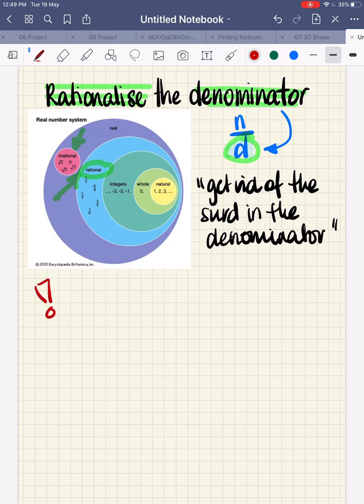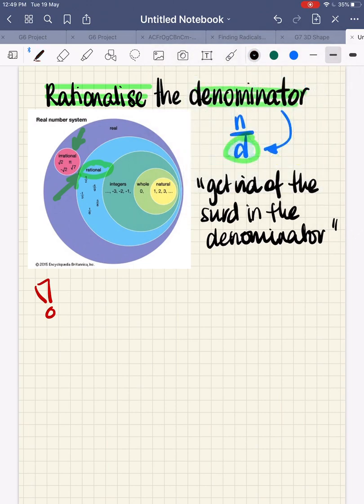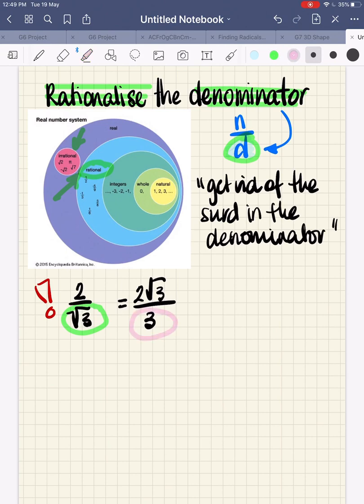So what it really is if I have 2 over the square root of 3, I've actually got an irrational denominator. So I make an equivalent fraction. And the answer to that is actually 2 root 3 over 3. Now my denominator is a rational number. So that's what rationalise the denominator is. Let's look how we do it.